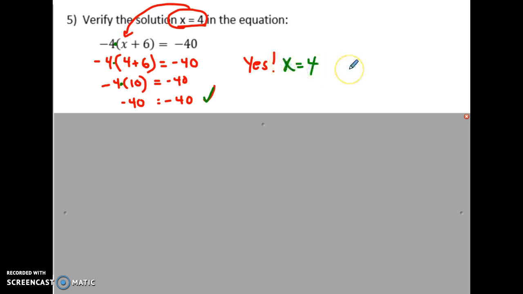The idea here, guys, is that we get really good at verifying our solutions or checking our solutions, because then when we start solving equations, we will know by checking or verifying if we have the correct solutions or not.